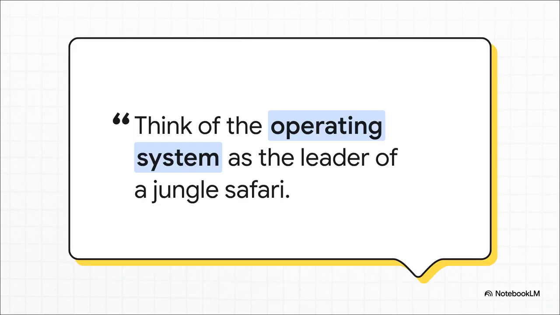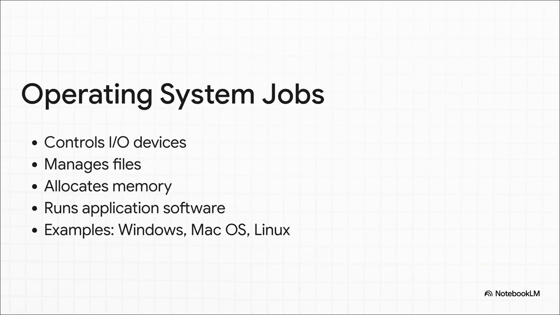And the single most important piece of system software is the operating system, or the OS. It really is the Safari leader. It guides everything and tells all the other parts where to go and what to do. Without it, you just have a pile of really powerful but really confused hardware. And man, this leader juggles a ton of jobs. It manages every single device, from your mouse to your printer. It organizes all of your files into a structure that makes sense. It dishes out precious computer memory where it's needed most. And it provides the essential services that all other software depends on. So whether you're using Windows, macOS, or Linux, you're interacting with a very powerful Safari leader.